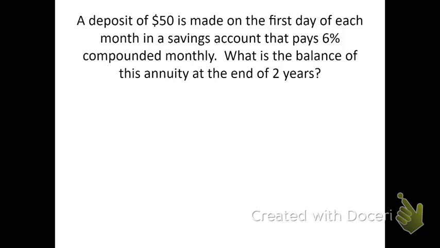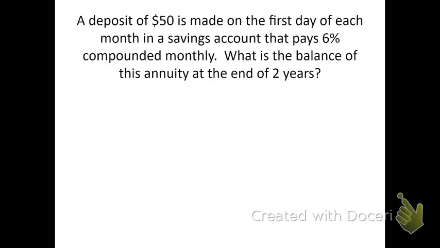So let's say you did something called an annuity. It's an investment where you add an amount to it every month or so. If you do this for 30 years, the money that you add the first day is going to gain a lot more interest than the money you add 15 years later or on the last day. So you have to keep that in mind: not all the money is gaining the same amount of interest. Let's say in this scenario you deposit $50 each month in a savings account that pays 6% compounded monthly. What's the balance of the annuity at the end of 2 years?